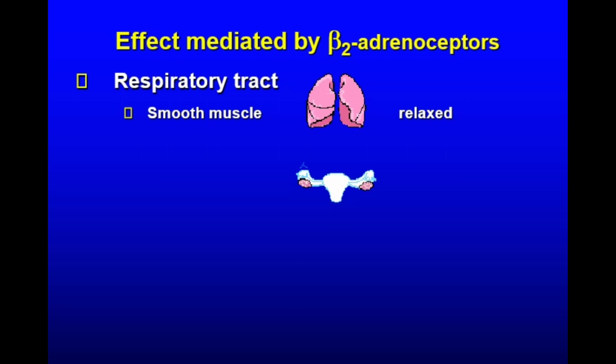Examples of location and effect of an effect mediated by beta-2 adrenoreceptors. On the respiratory smooth muscle, noradrenaline released from sympathetic neurons evokes relaxation of smooth muscle. Bronchodilation is mediated via beta-2 adrenoreceptors. Beta-2 adrenoreceptors are found on the uterus, mediating relaxation of smooth muscle.